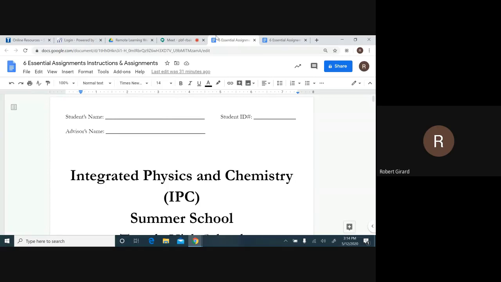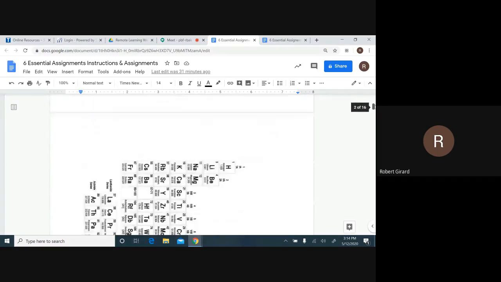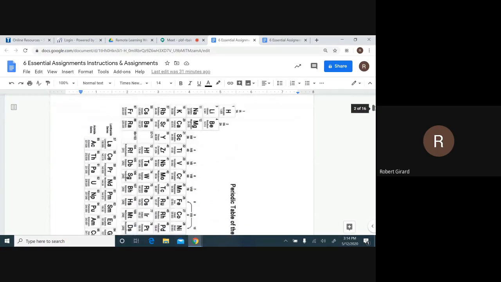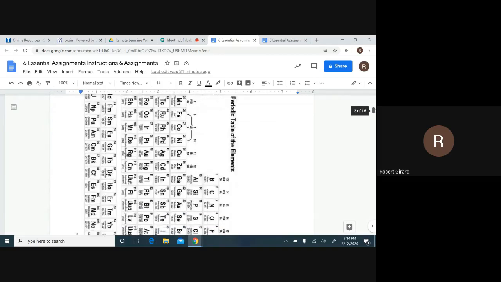Good afternoon. This is the 6 essential assignments and instructions for IPC, Integrated Physics and Chemistry Remote Learning 2020. I'm going to go through each assignment for instructions. Attached is the periodic table for you to use to help you with these assignments.